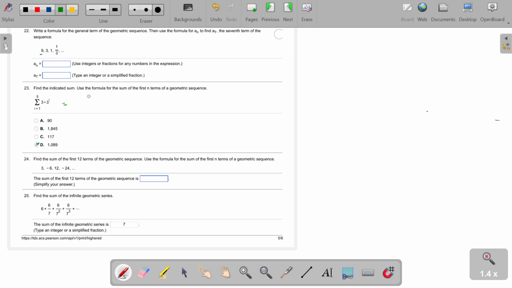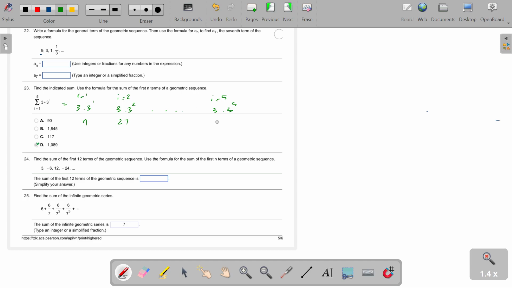When i is equal to 1, I'm going to have 3 times 3 to the power of 1, which is 9. When i is equal to 2, the term will be 3 times 3 to the power of 2. That's 3 to the power of 3, which is 27. And all the way to i equal to 5, that will be 3 times 3 to the power of 5, which is 3 to the power of 6.